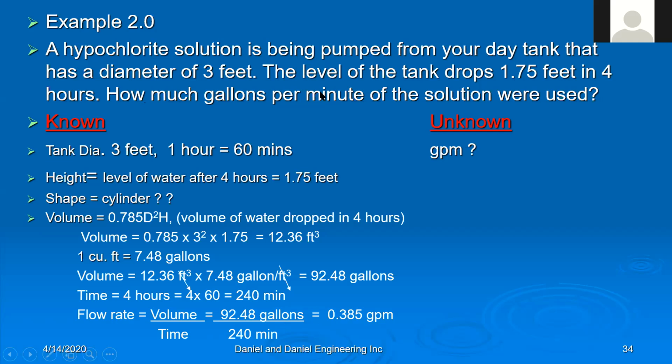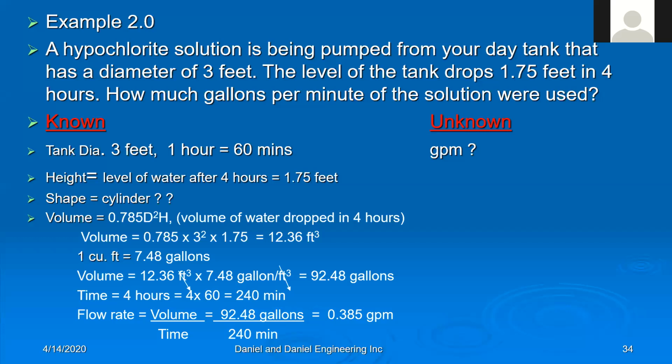The level of the tank drops 1.75 feet in 4 hours. And he asked us how many gallons per minute of solution were used. So you have a hypochlorite solution in mixing to chlorinate your water. You have a little day tank there, 3 feet in diameter. And when you check the levels, you realize that you're dropping 1.75 feet in 4 hours. So obviously you could find how much solution you use in that time.